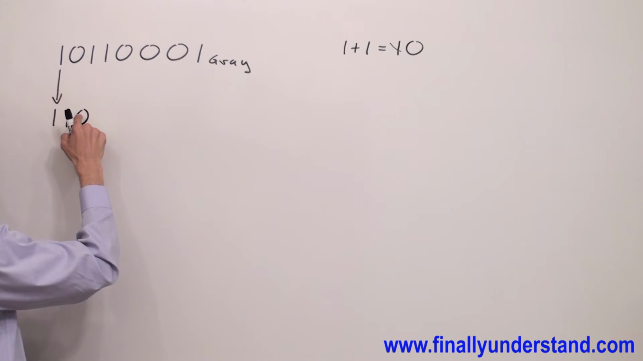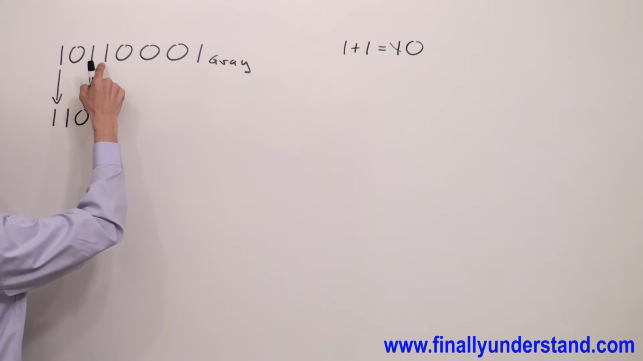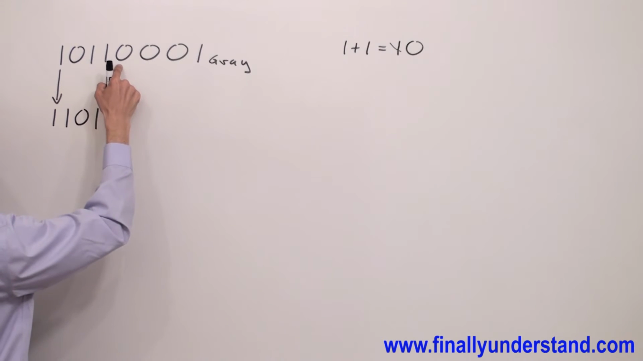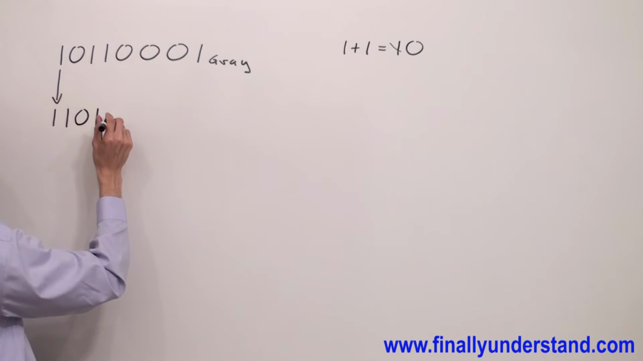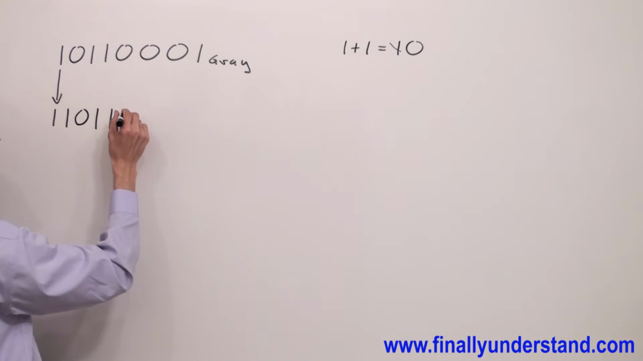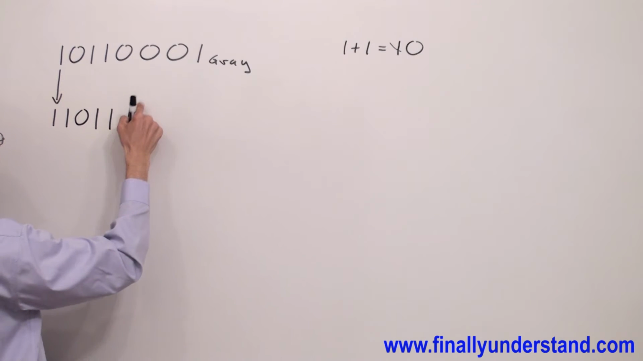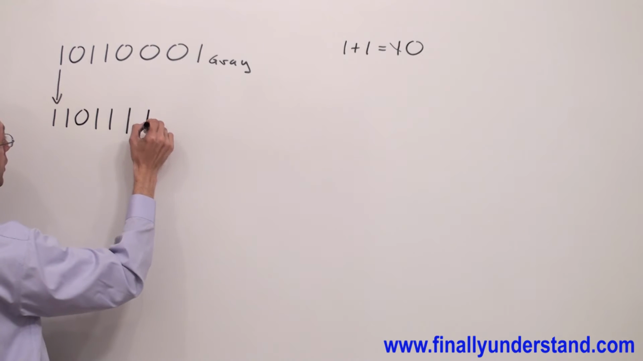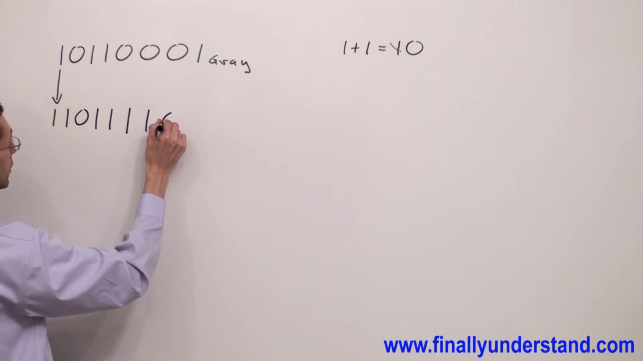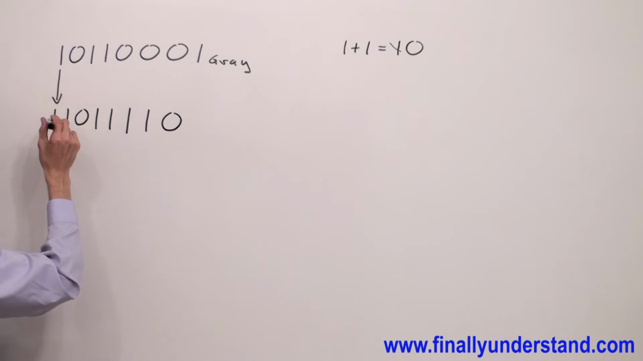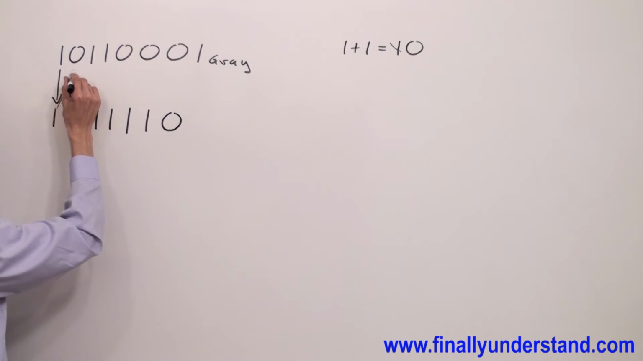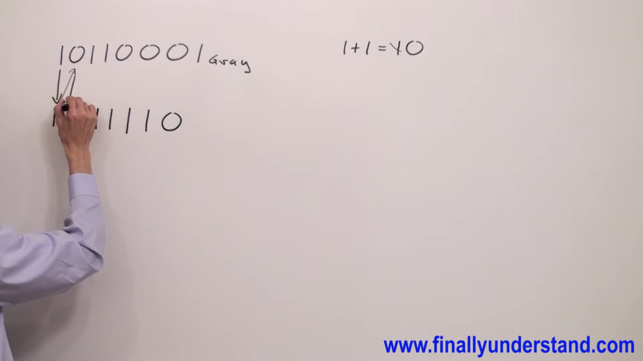Again, 0 plus 1 gives me 1. 1 plus 0 gives me 1. 1 plus 0 gives me 1. 1 plus 0 gives me 1. And 1 plus 1 gives me 2, right? 0. Please notice that we perform addition from this bit to this one and wrote the answer over here.